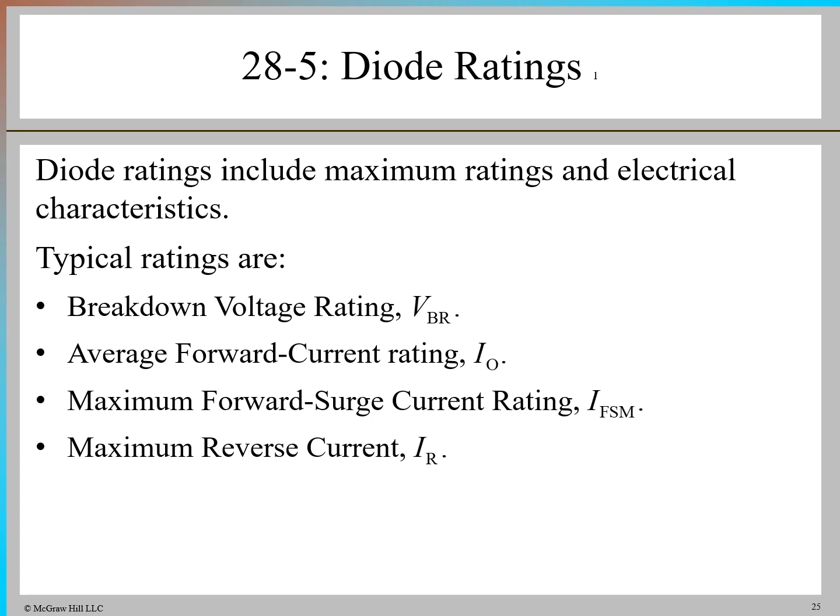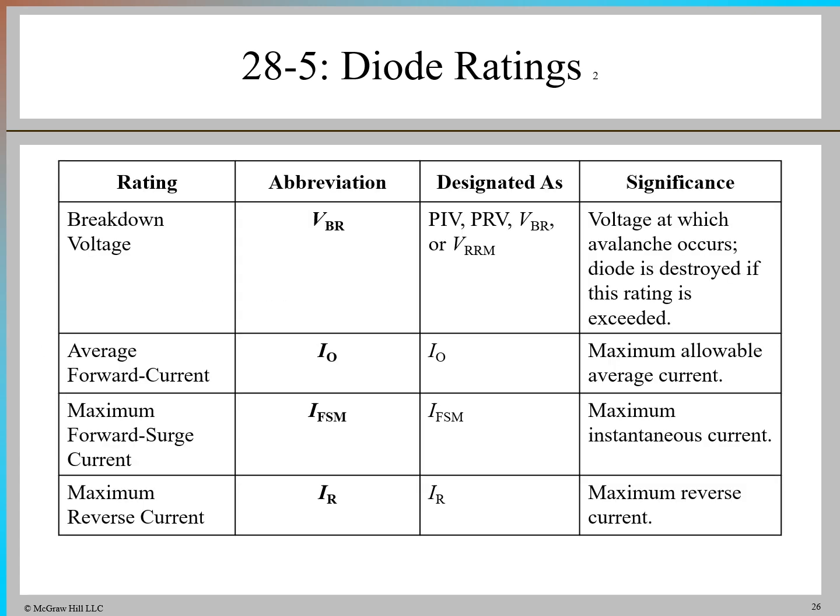The maximum reverse current, or I sub R, is the small reverse current that occurs when the diode is reverse biased. It is used in the calculation of reverse resistance, and datasheets often list the maximum reverse current. It's important to never exceed these maximum ratings in any application, as doing so could lead to diode failure and the need for replacement. This chart summarizes diode ratings and the importance of each.